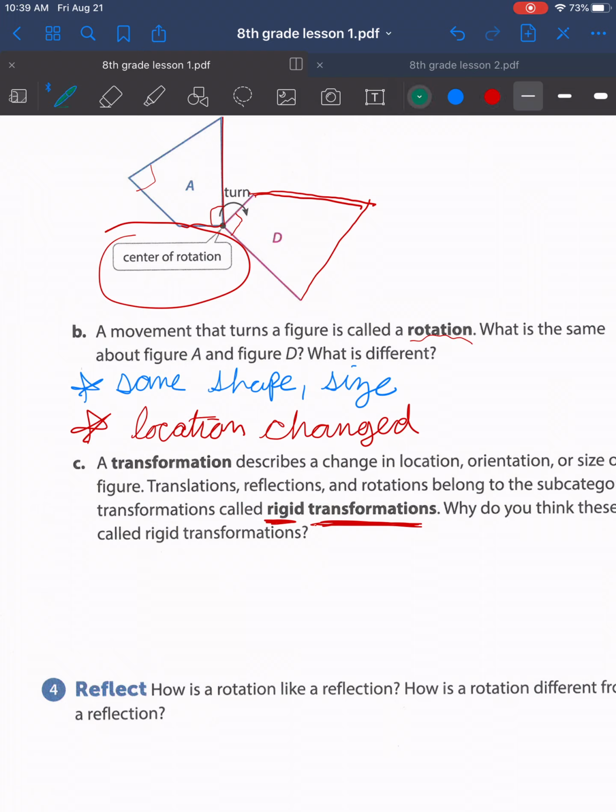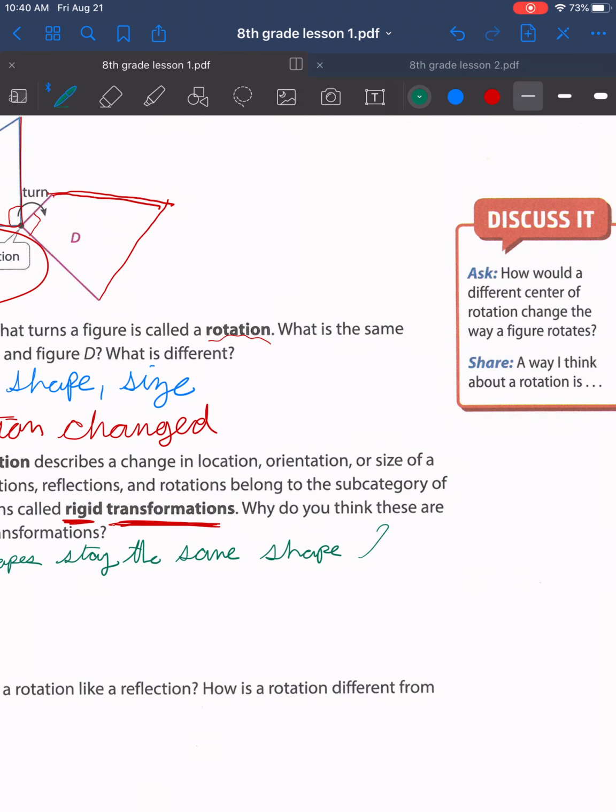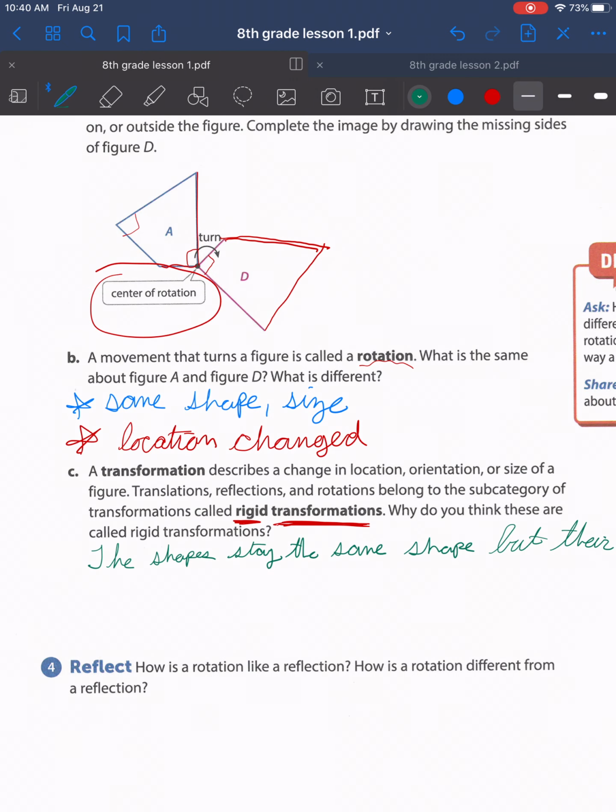So why do you think these shapes are called rigid transformations? The answer is the shapes stay the same shape, but their locations and orientations can change. Orientation means which way it's facing.